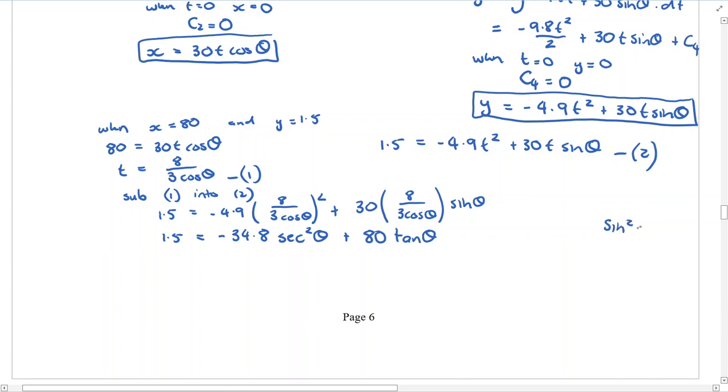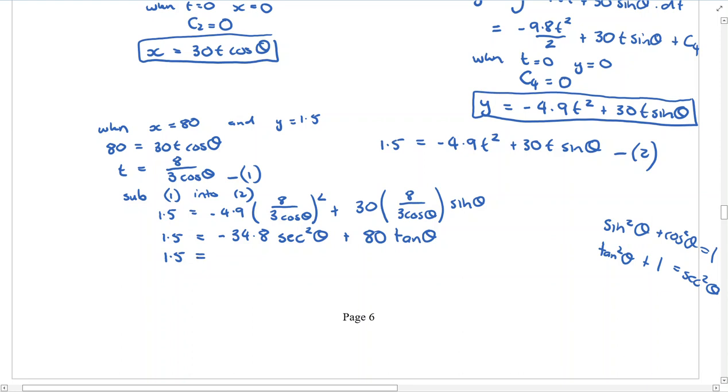Do you remember these? Sine squared theta plus cos squared theta equals 1. If I divide that whole equation through by cos squared theta, it would be tan squared theta, cos squared divided by cos squared is 1, and 1 divided by cos squared is my sec squared theta. Okay, so now on my next line, I'm going to change that sec squared theta into tan squared theta plus 1, so that my whole equation can just be in terms of tans. That would just be 0.5.